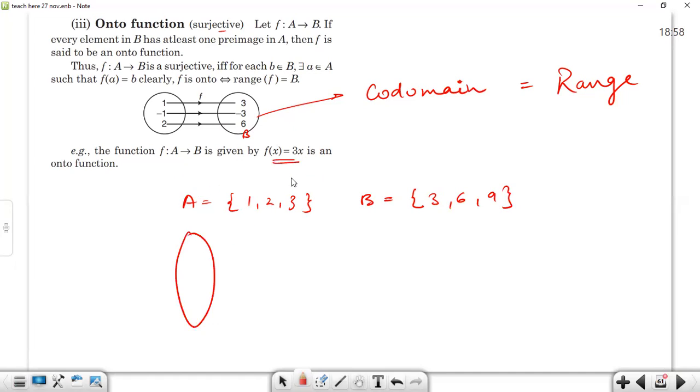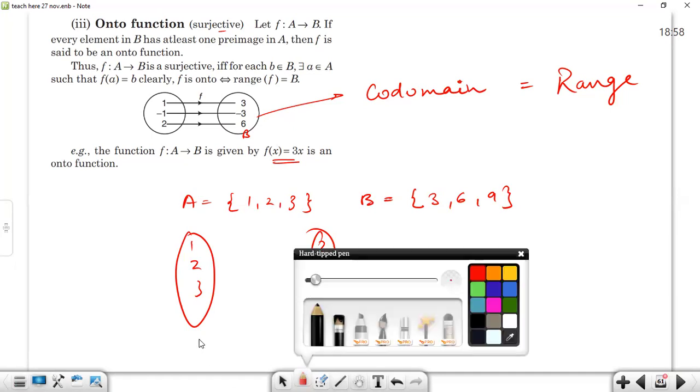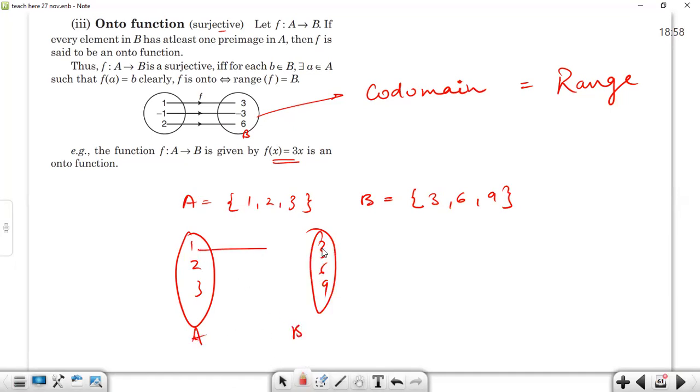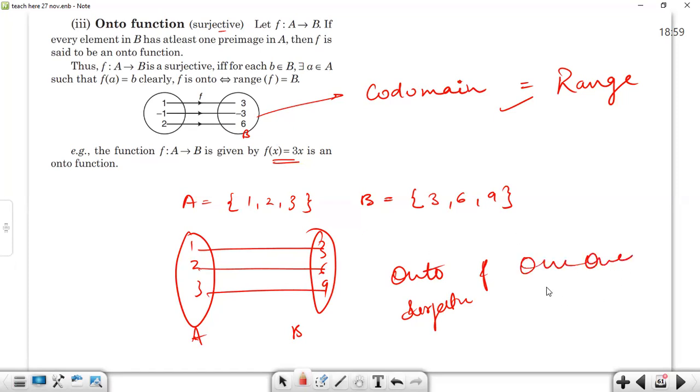And the relation is this: f(x) is 3x. Now let's check. Set A is 1, 2, 3, and here it is 3, 6, 9. So 1 maps to 3, 2 to 6, 3 to 9. Every element is getting mapped, so codomain is equal to range. So this is onto, so this is surjective. And every input has a different output, so it's like a straight line. So it is one-one, true. So it's injective also. Any doubt? No, sir.